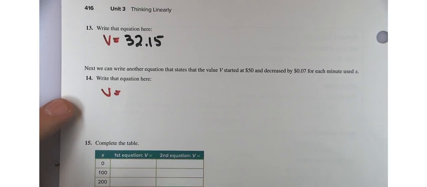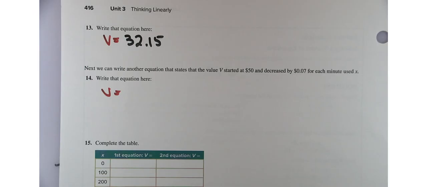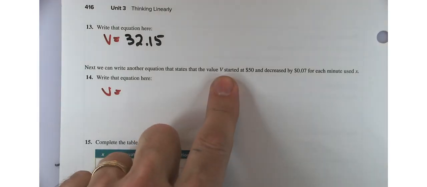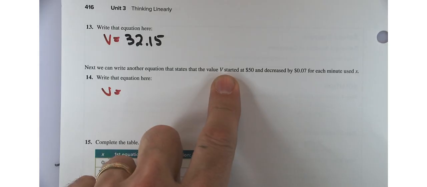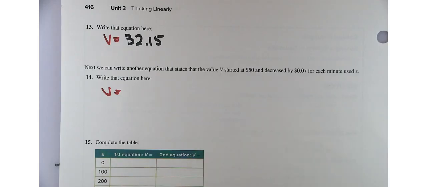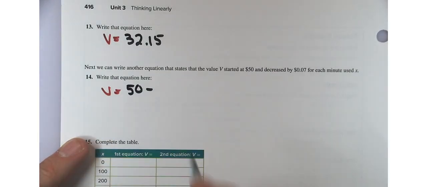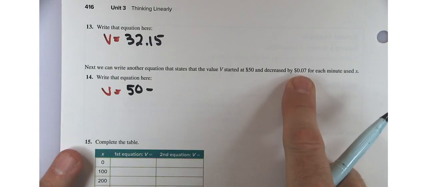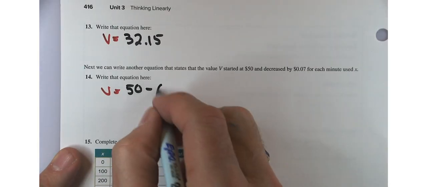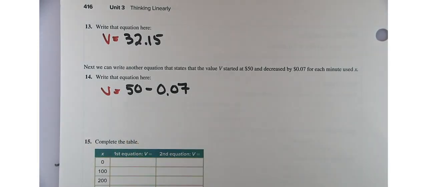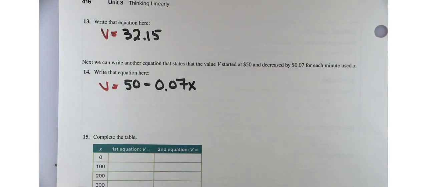Let's work with the other expression. And for that, I want to write the equation that represents the value of this card right at the start. How much is that card worth at the start? $50. And then it costs us 7 cents for each minute that we use, and each minute is X. So minus, is that enough just to write 0.07? No, because now you're subtracting 7 cents. You need to subtract 7 cents per minute. So that would be 50 minus 0.07 X.